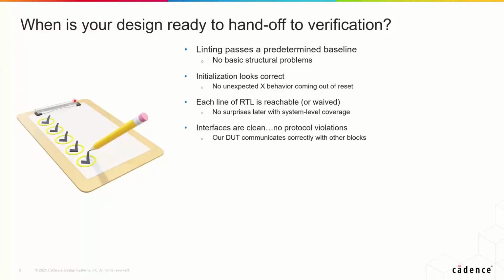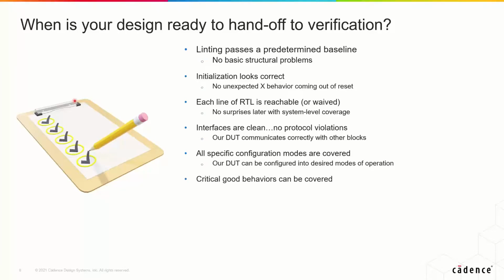We also want to make sure that interfaces are clean, there are no protocol violations, and that our DUT communicates correctly with other blocks. We also need to confirm that the configurations that we set through the configuration bus for the DUT are covered, and all the modes are covered.